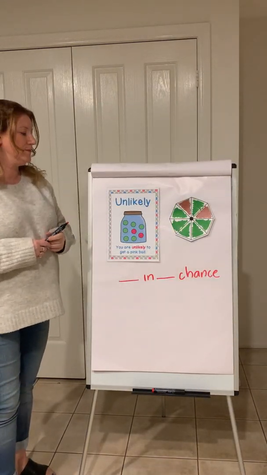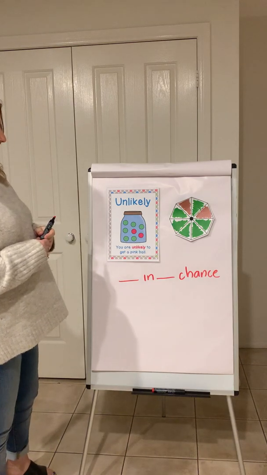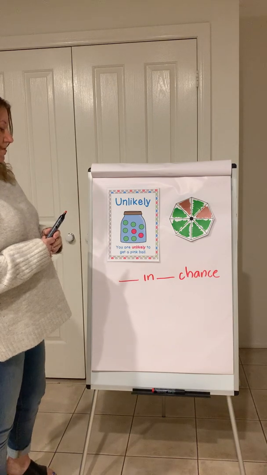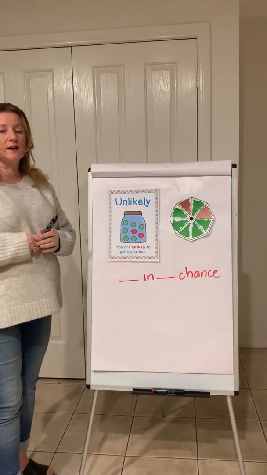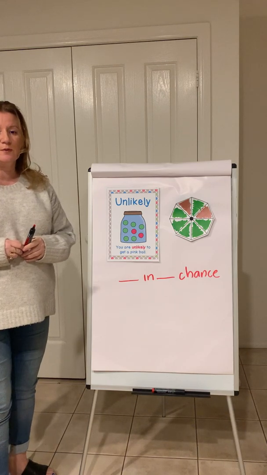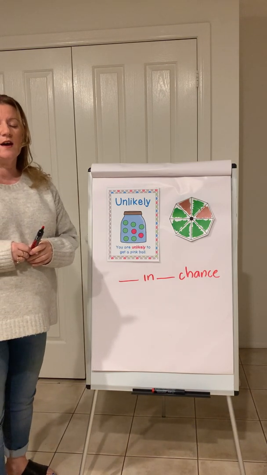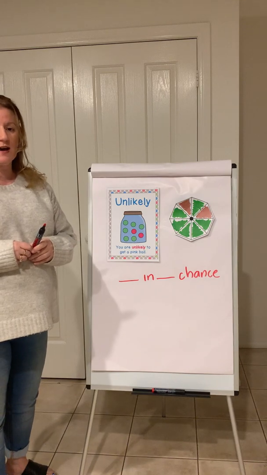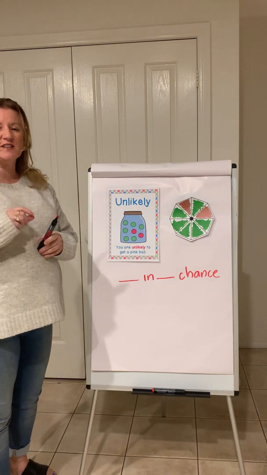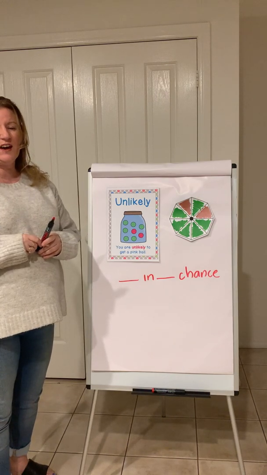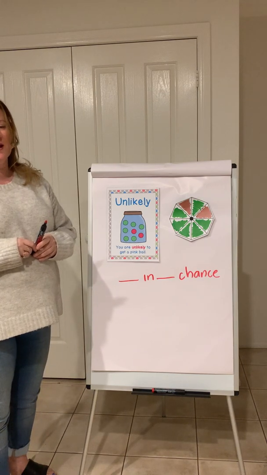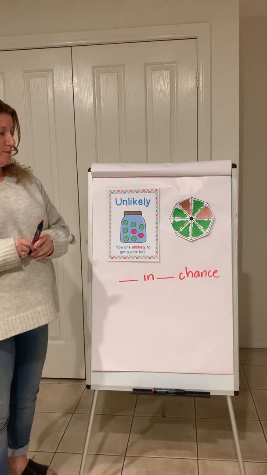Let's look at our next word, unlikely. Here we have a jar with marbles. There's 2 marbles that are pink and 6 that are green. If you closed your eyes, it's unlikely that you would pull out a pink marble. You could, but the chance is very small. So unlikely means it's probably not going to happen. The chance is very, very small.